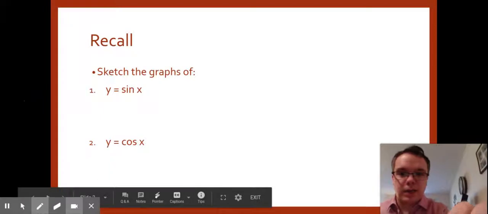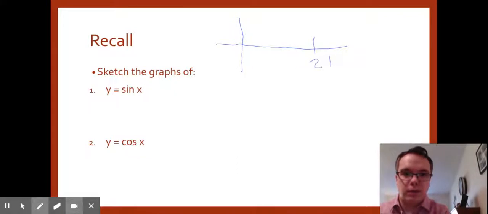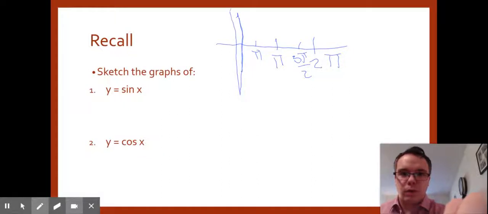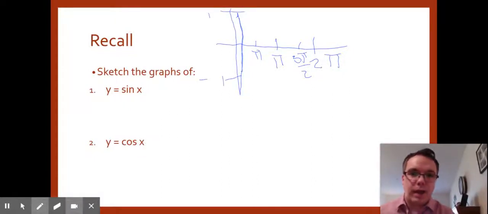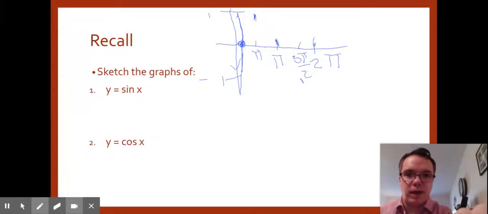So for our sine graph, remember our period is normally 2 pi. In the middle we had pi. Then we had 3 pi over 2, and then pi over 2. We went up to 1, down to -1. Sine started at 0, then went to its max, then back to 0, and down to its min, back to 0. So we had a graph that looked like that.